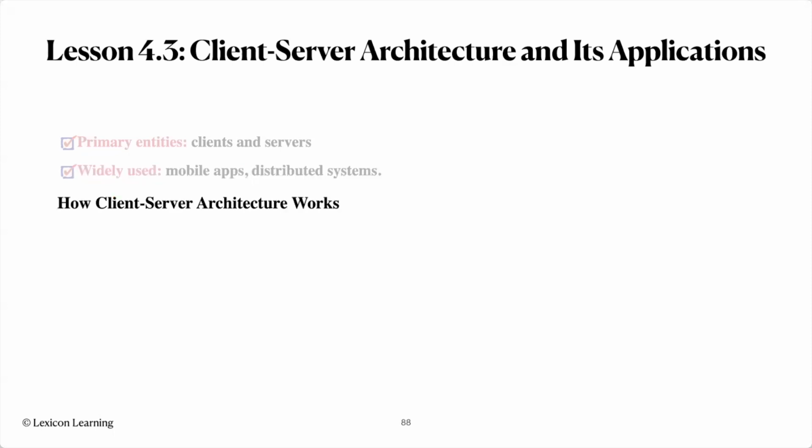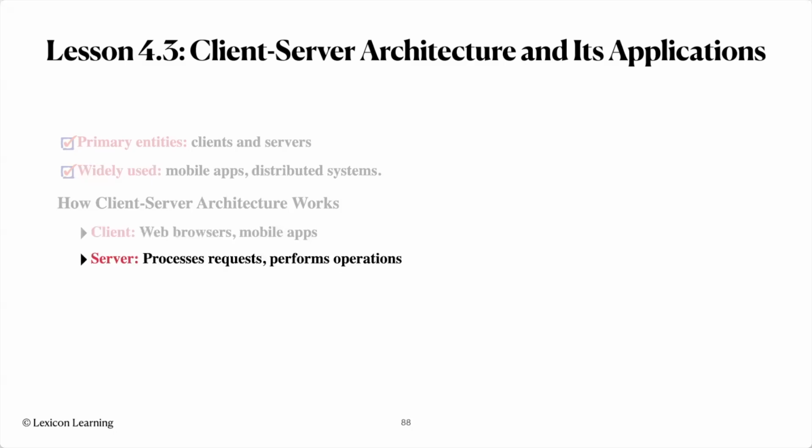How this architecture works. There's a client and there is a server. The client is the user-facing part of the system, responsible for sending requests to the server and presenting responses to the user. Examples are web browsers, mobile apps, desktop softwares.